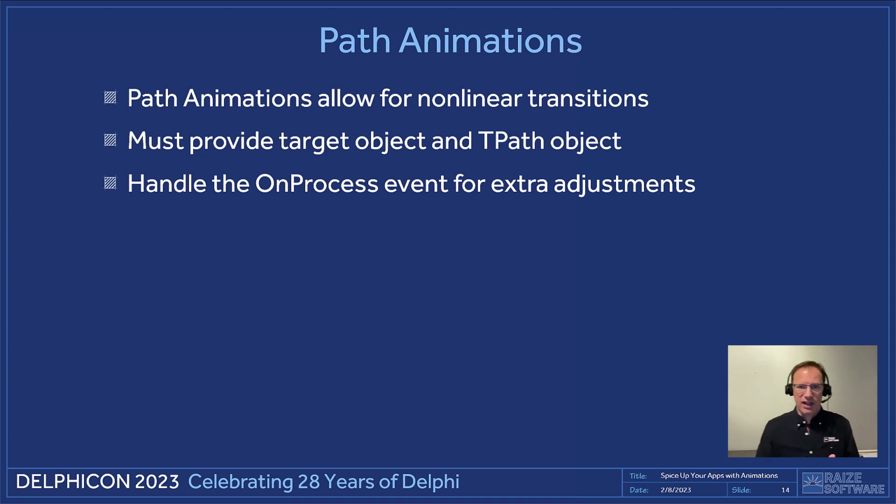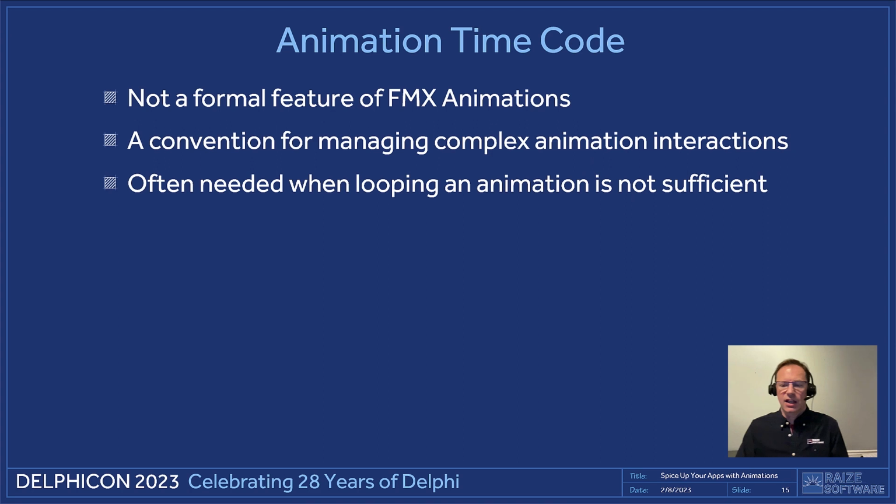And here's an example where the onProcess event is very valuable. I know it's not often used, but this was one where it really was important to use, because I needed to make an extra adjustment in this example. You'll see just a moment where, while I'm in this animation, I need to alter the appearance of the object that's being animated. So what does all that mean? Well, let's take a look.